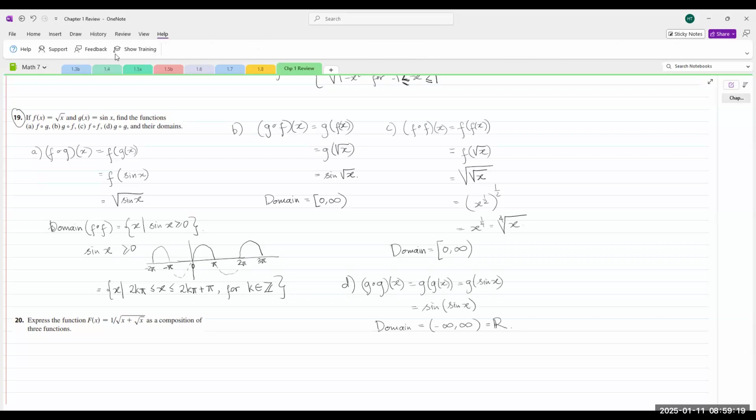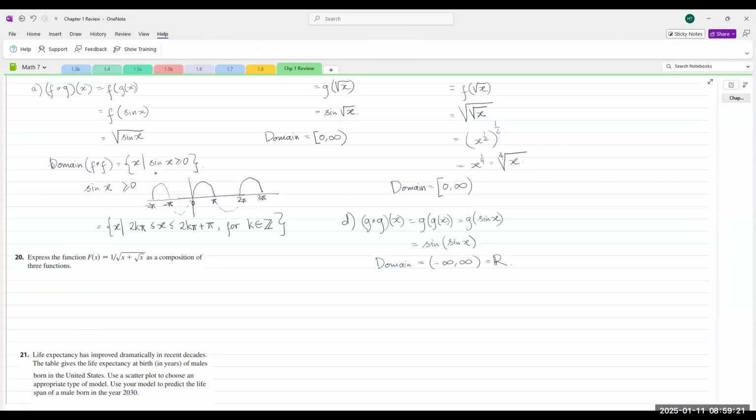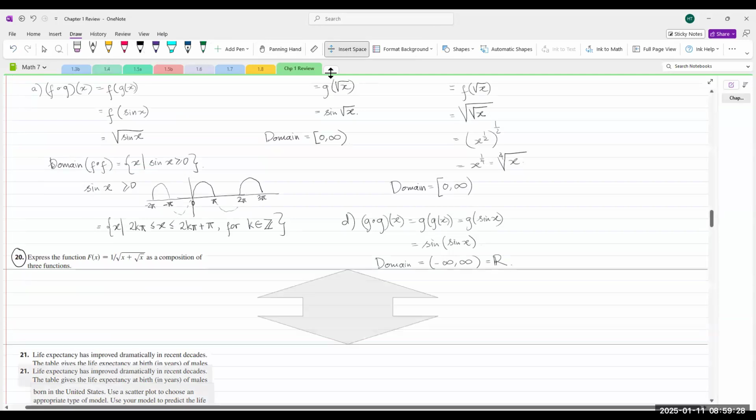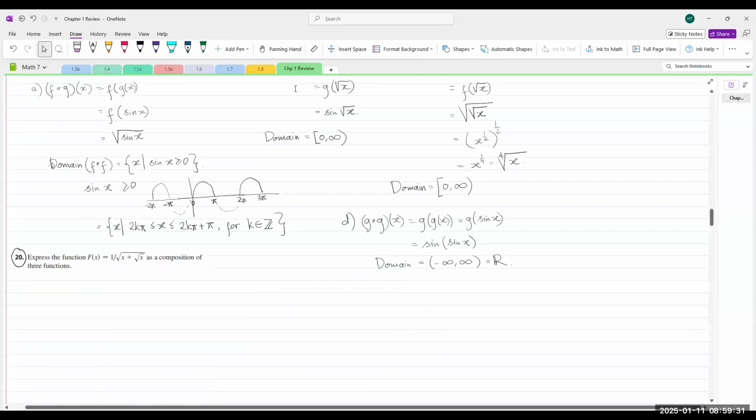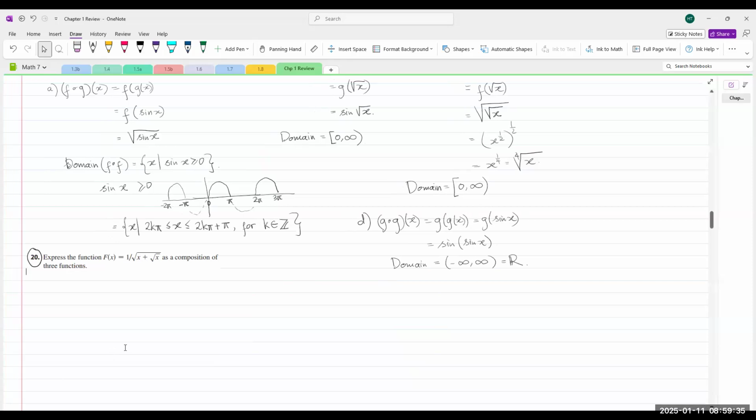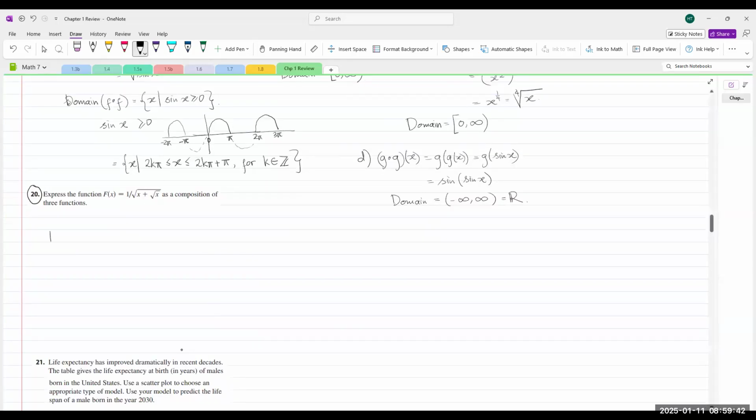Number 20, express the function f(x) as a composition of three functions. That's also a question I would like to ask you. Now, when I say I would like to ask you, it doesn't mean for sure I will ask that question. No. I just want to say, you know what, this is a reasonable question to be in my test. So if I rewrite this capital F function, this is 1 over the square root of x plus square root of x.